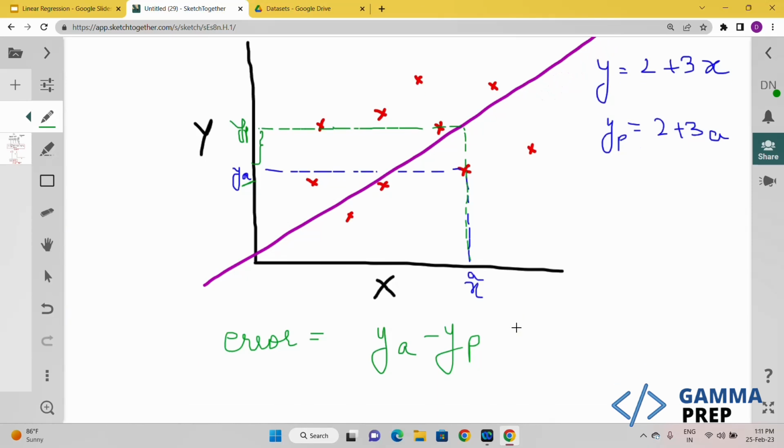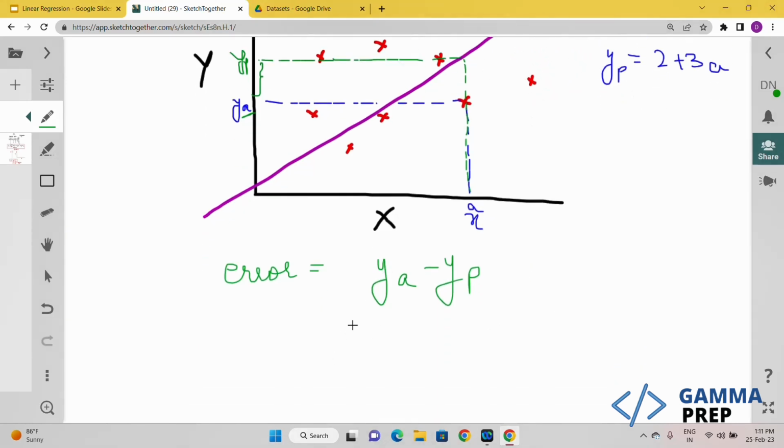Okay, we have to minimize this error. Obviously, we want our predictions to be as close as possible to the actual values. But we don't have to minimize this error only for one point. We have to minimize this error for all the points. No matter if the error is positive or negative, it is an error. If y actual is greater, then the error will be positive. If y predicted is greater, then the error will be negative. But both of them are errors, and we are concerned with the magnitude of error, not with the signs.